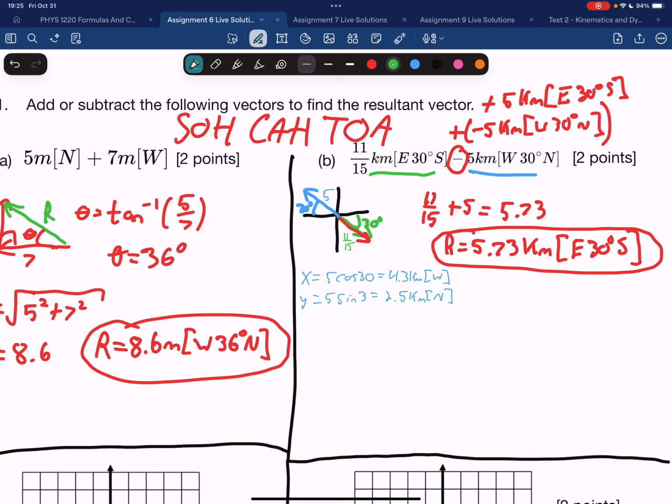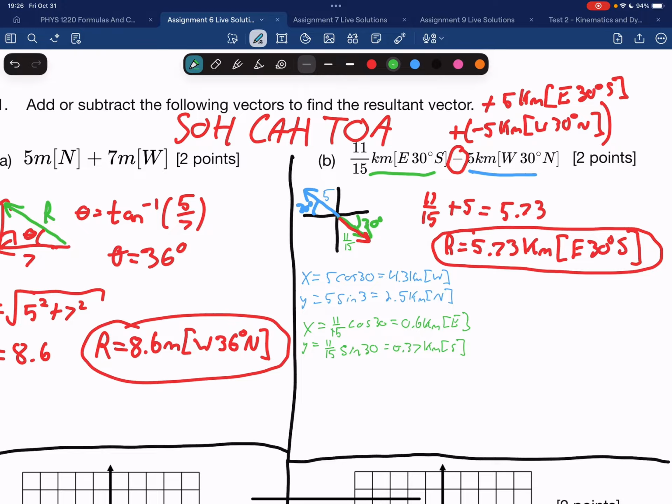And for green, we do basically the exact same thing to find the x and y. We get 11 over 15 times the cosine of 30 and times the sine of 30, exactly how we just did it. And here we are going to get 0.6 kilometers east and 0.37 kilometers south.